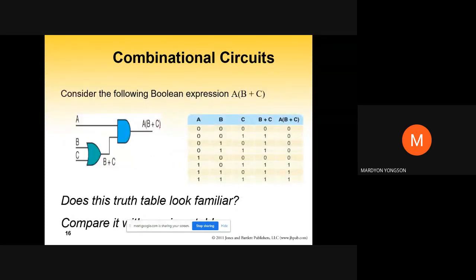So next, we have this other combinational circuit. Consider the following Boolean expression: A times (B plus C). Di ba, we have this AND gate that has an input of A. Commonly, to multiply, we also use parentheses. So we have A times, and A times. Tapos, yung nakadugtong sa kanya, OR gate, na meron dalawang input, si B and C. Since OR gate yan, gagamit tayo ng addition, kaya B plus C. And yung laman nung parenthesis is B plus C. Kaya yun yung Boolean expression niya: A times (B plus C).